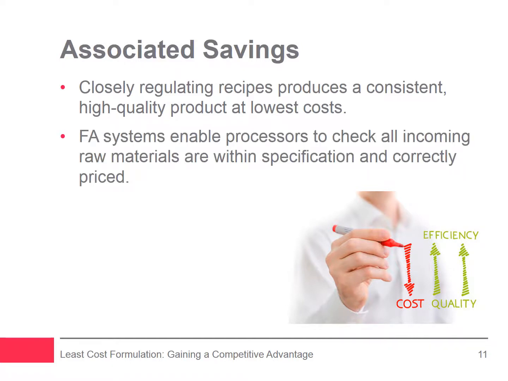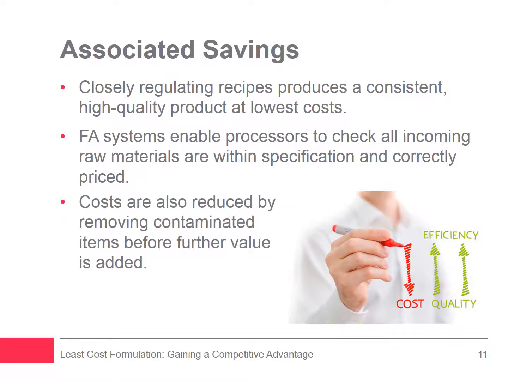Additionally, FA systems enable processors to check if all incoming raw material is within purchase specifications and correctly priced. This level of supplier surveillance is valuable with regard to controlling and reducing raw material costs, and can support processors' claims for products that fall outside specifications.